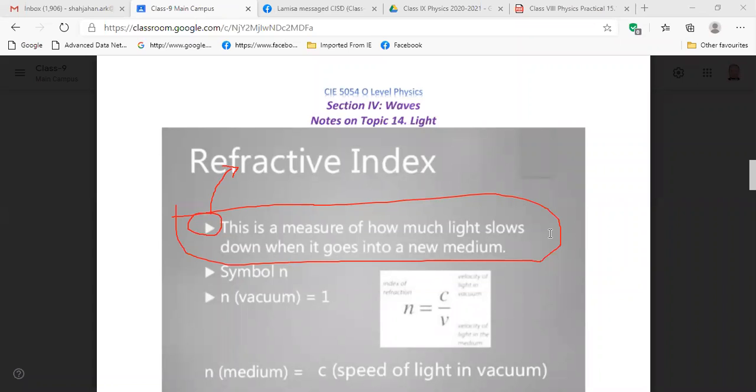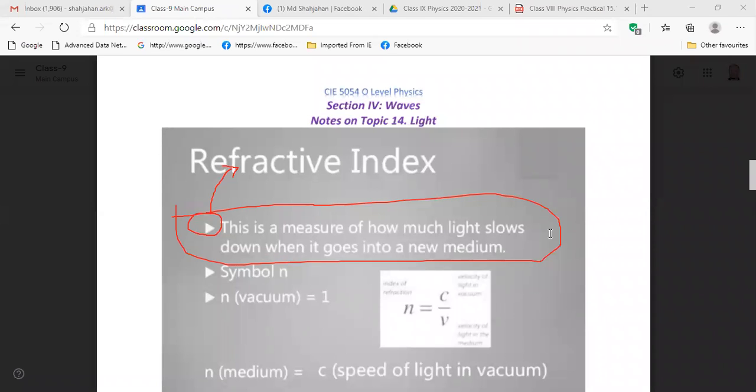We never calculate refractive index when it's going from one medium to another medium, like from glass to water. That time we don't calculate refractive index. We only calculate refractive index when it's going from vacuum to glass, or vacuum to water, or vacuum to any medium. Yes, we use the refractive index. Okay, sir, now it's clear?